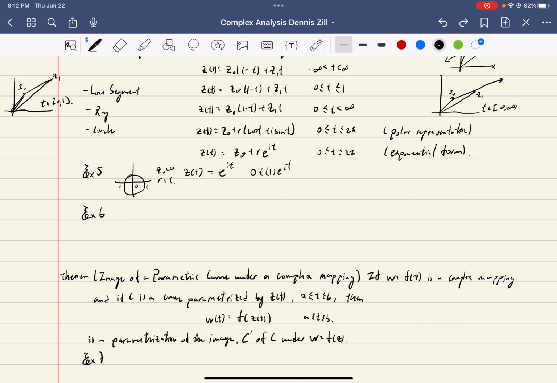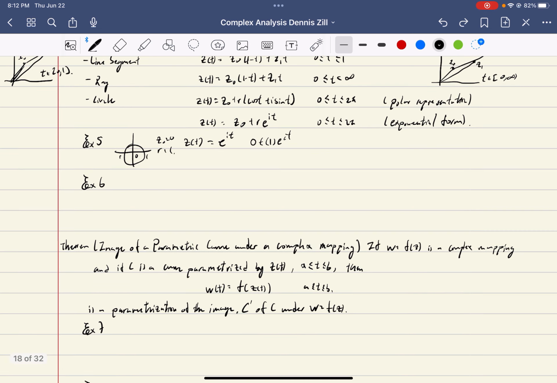And now, let's move on to equation 6. This is a very short one. w equal to iz, right? And C is the line of x equals 2, right?